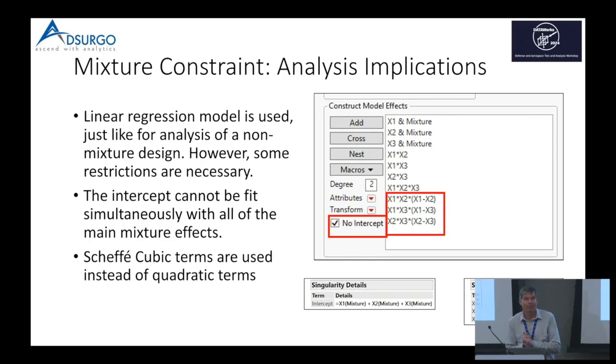So that's why we often have what we call hybrid designs. You create an optimal design, and it gets all the stuff on the edges well, and then you augment it with space filling.